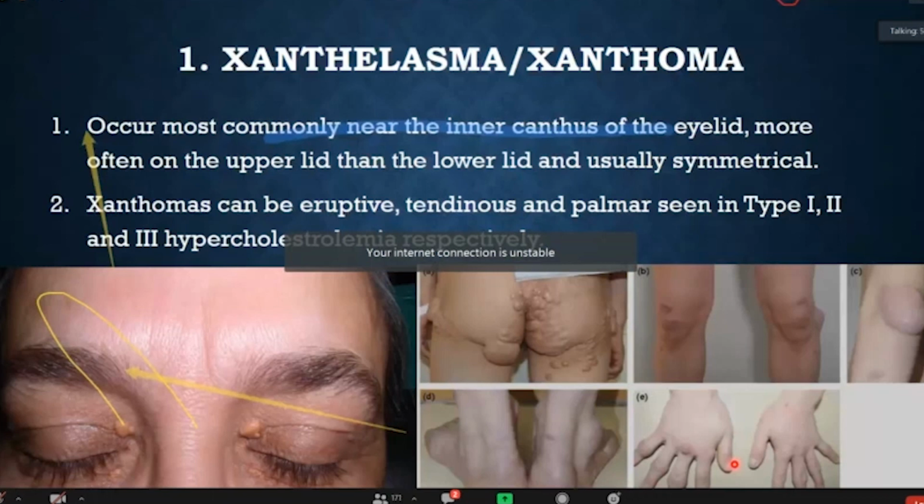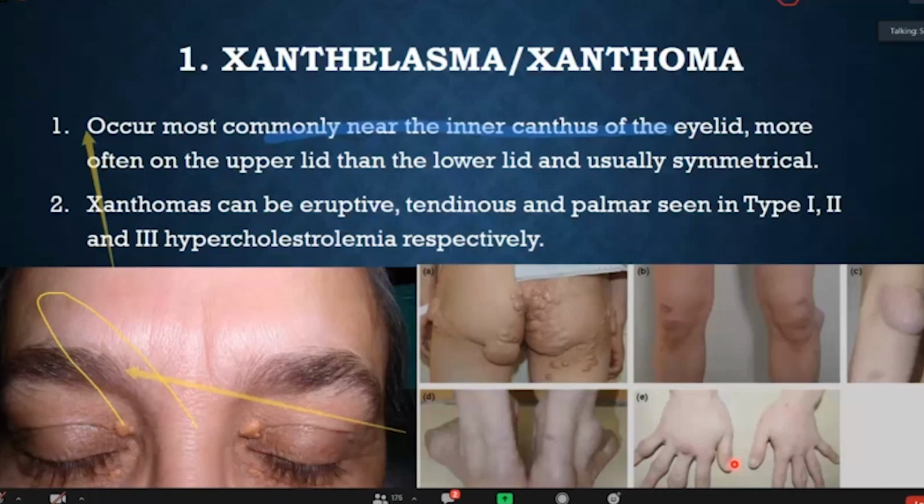Why is this important? Because one thing is, they tend to have premature atherosclerosis, and the family history is very important. And second important thing is, before, we used to do a lot of therapies like apheresis, plasmapheresis and all. Nowadays, we have one important drug known as PCSK9 inhibitors, which have come as class 1 drugs for the treatment of homozygous and heterozygous familial hypercholesterolemia. So this is one of the important markers, like the xanthomas. Let it be eruptive, let it be tendinous, let it be palmar.